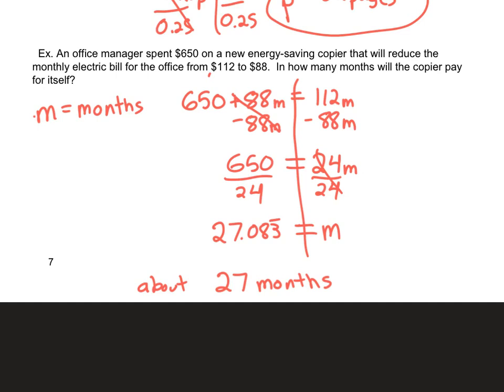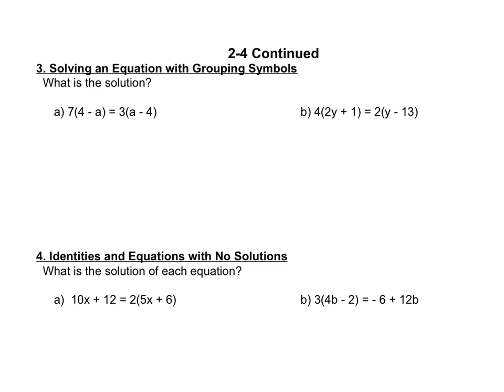It would take about 27 months for that copier to pay for itself, kind of, all right? So when you get a problem like this, we're going to talk about it taking 27 full months. That 28th month, it's going to be cheaper, all right? Moving ahead to the next page.